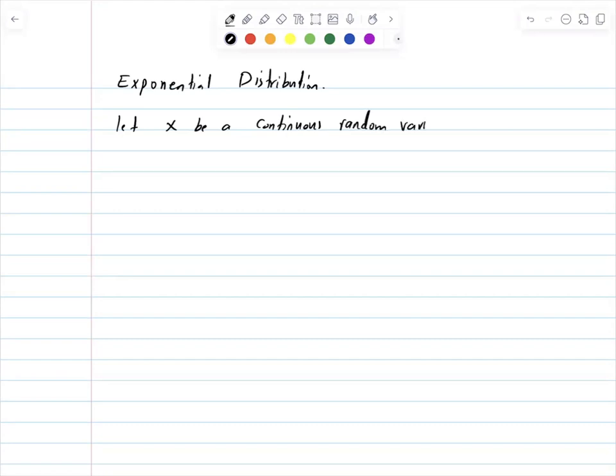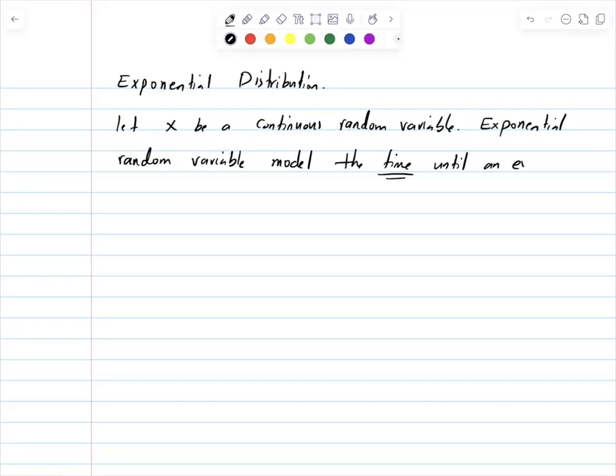Let us talk about exponential distribution. So let X be a continuous random variable. Exponential random variables basically model the time until an event happens.